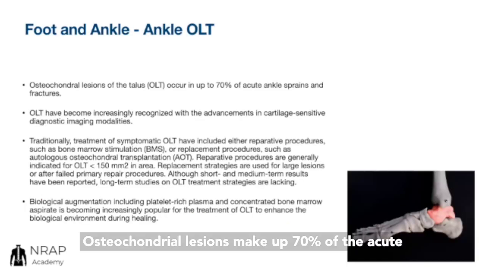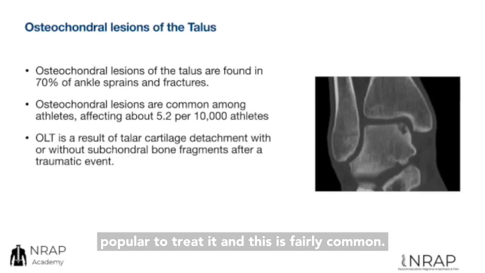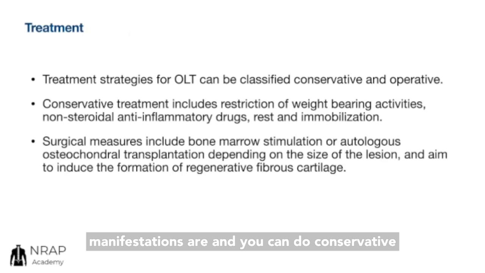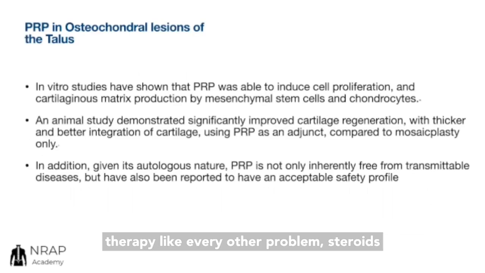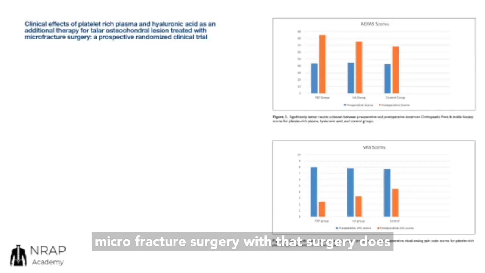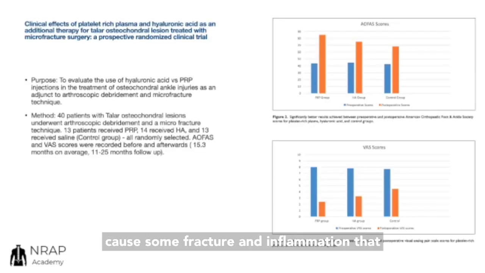Osteochondral lesions make up 70% of the acute ankle sprains and fractures, and they're picked up on MRI. Biologic augmentation, including PRP concentrate and BMAC, is becoming more popular to treat it, and this is fairly common. You can read about this on your own and what the manifestations are, and you can do conservative therapy like every other problem, steroids or PRP. They found PRP does promote the recovery, and it's actually an adjunct to arthroscopic microfracture surgery. With that surgery, it does cause some fracture and inflammation that then promotes the healing as well.